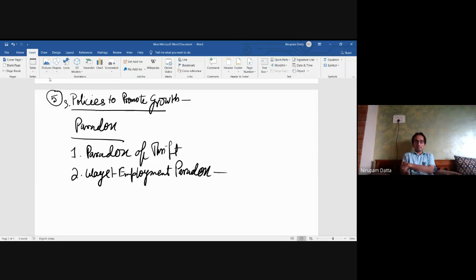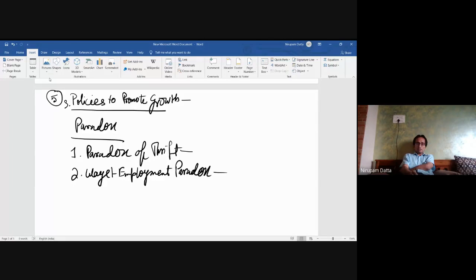So what is this paradox of thrift? As I've already said, savings is a function of income. So more income means more savings, and if you have a higher propensity to save, what will happen? As I said, that will generate more funds for investment, and more funds for investment means what? More productive capacity for the future. So more expansion of goods and services in the future, and hence more growth in the economy.